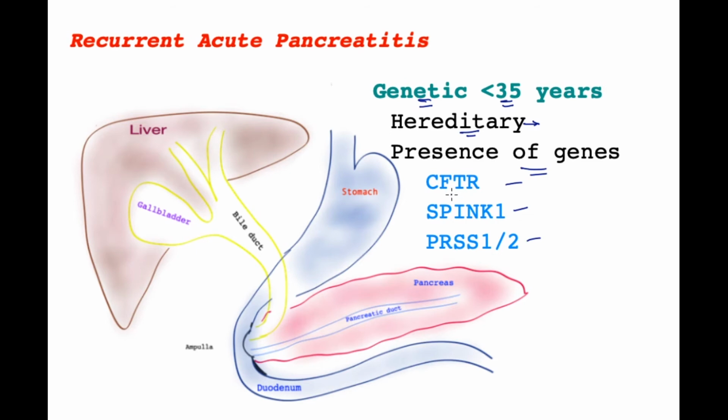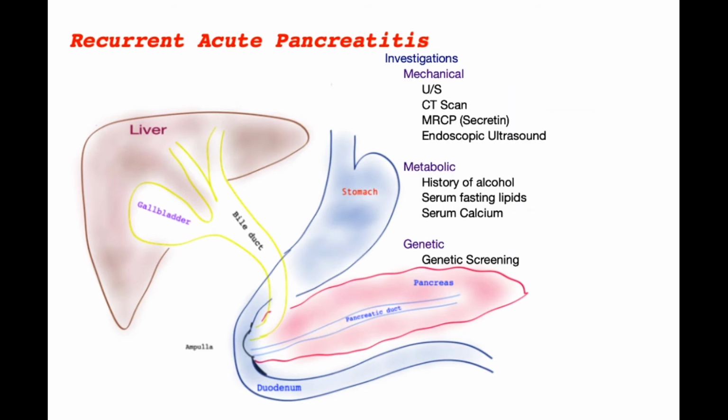Further, the presence of these genes increases the risk of pancreatitis due to other causes and plays into the other reasons of why patients may develop pancreatitis. So how does one investigate this? The important thing is first to try and find a mechanical cause for the pancreatitis. This will require imaging of the pancreas.